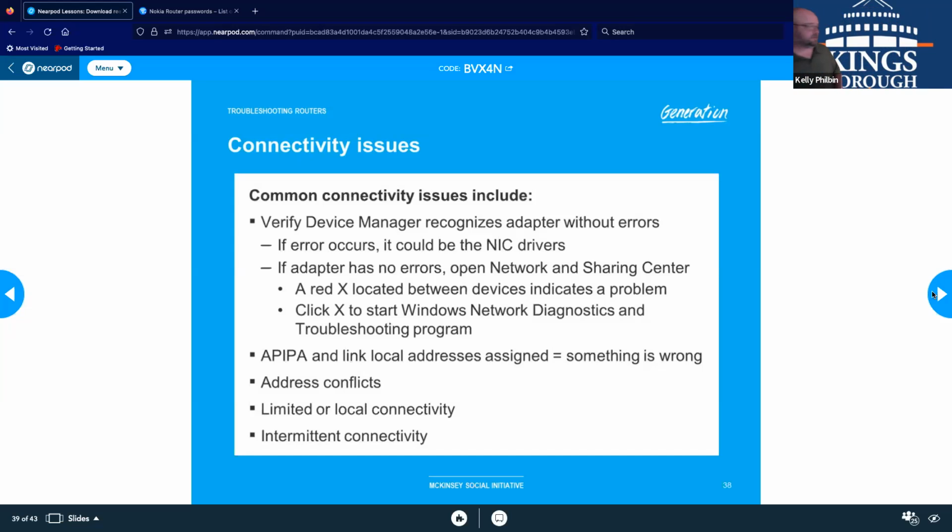If you see an APIPA or a link local address assigned, it means something is wrong. And then you can start pinging things. See if you can ping something that's known on your network, like another phone, or if you're using Wi-Fi, a printer or something like that, some other known address inside your network. If it responds, then you ping your gateway.